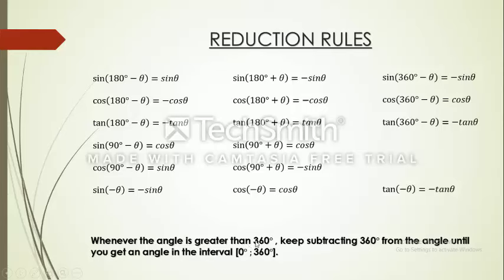Whenever the angle is greater than 360 degrees, keep subtracting 360 degrees from the angle until you get an angle in the interval 0 degrees to 360 degrees.